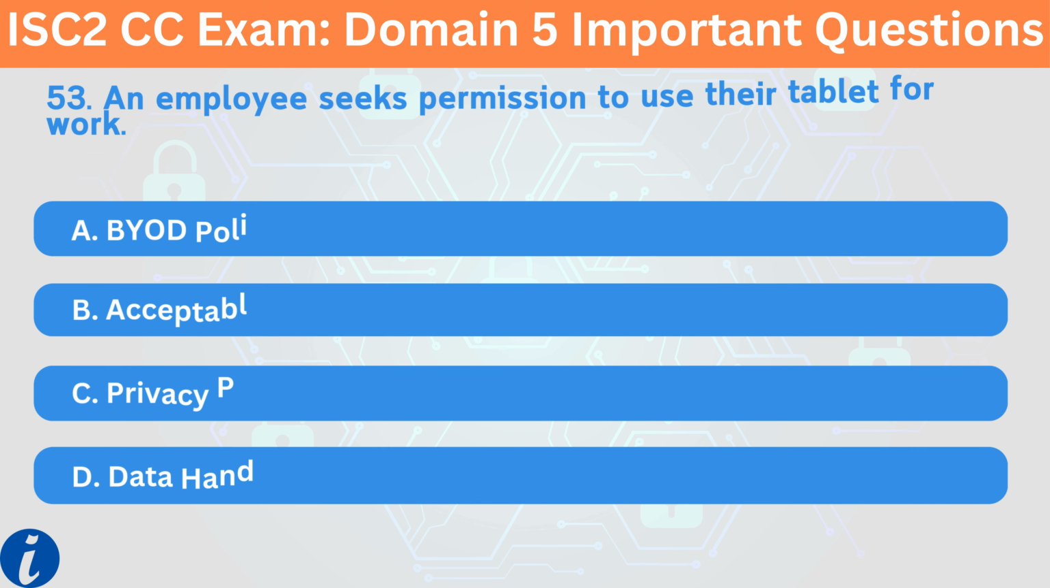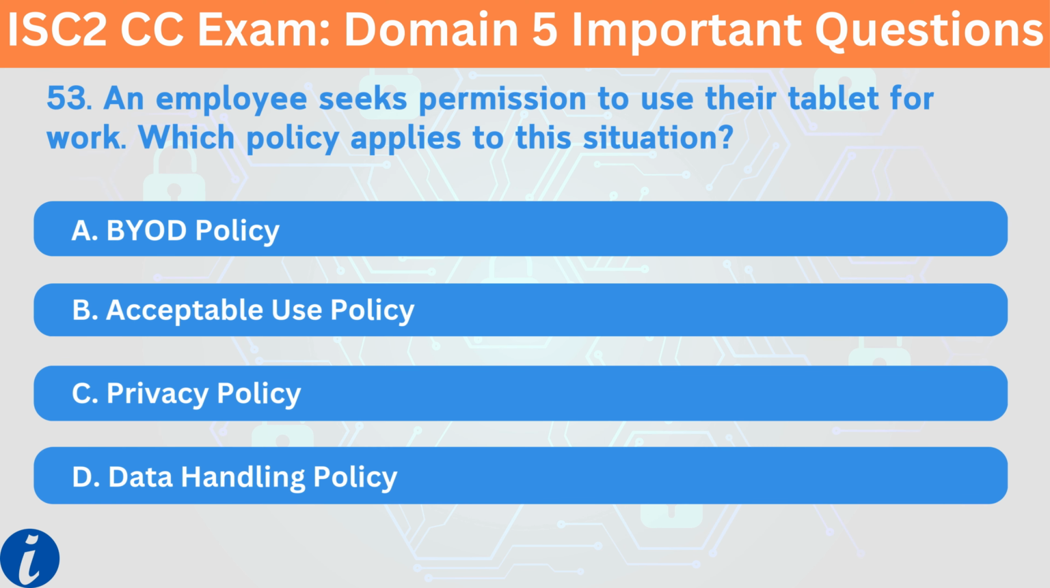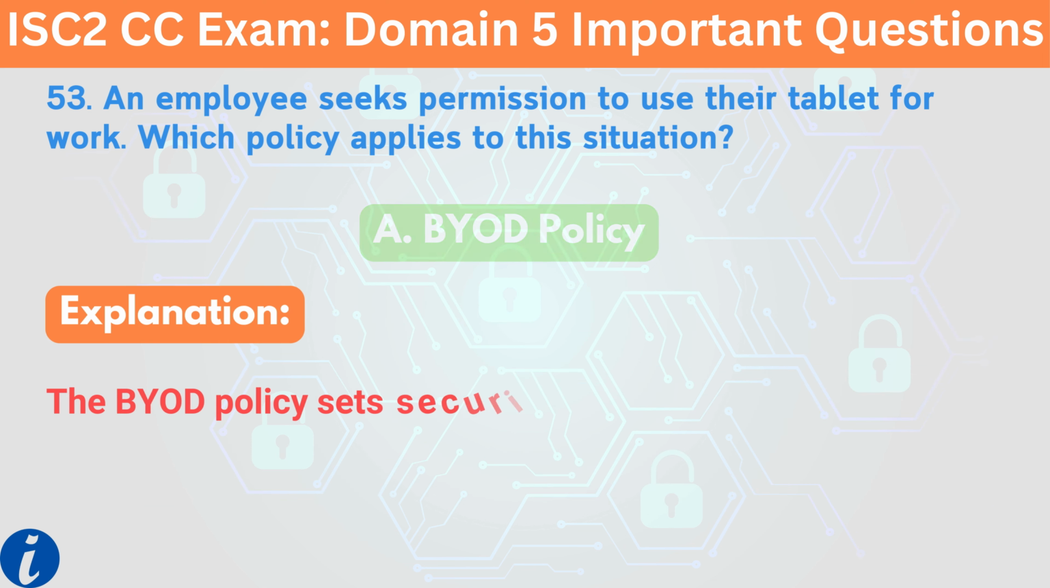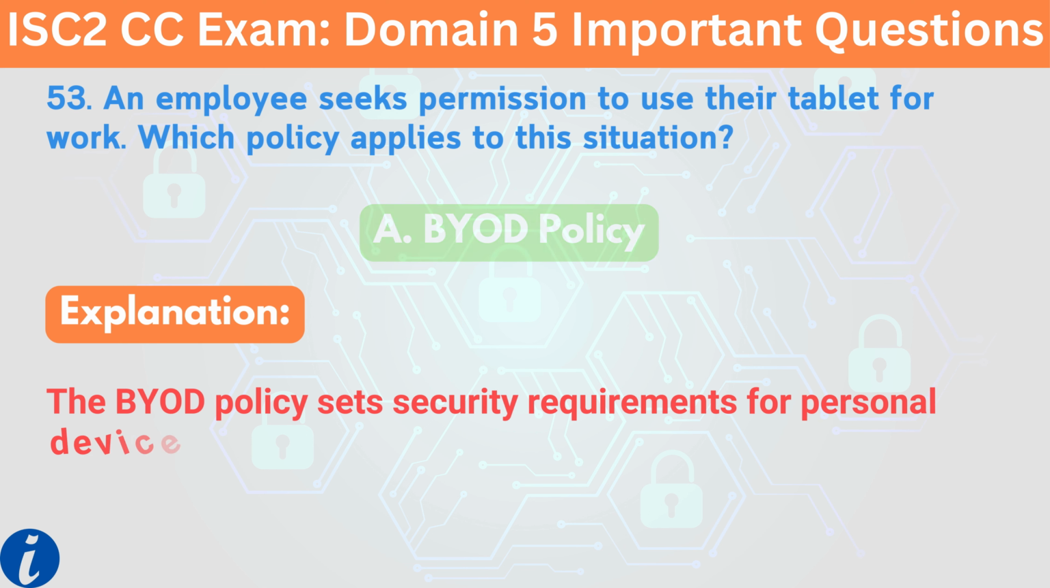53. An employee seeks permission to use their tablet for work. Which policy applies to this situation? A. BYOD policy. B. Acceptable use policy. C. Privacy policy. D. Data handling policy. The correct answer is A. BYOD policy. Explanation. The BYOD policy sets security requirements for personal device use in the workplace.